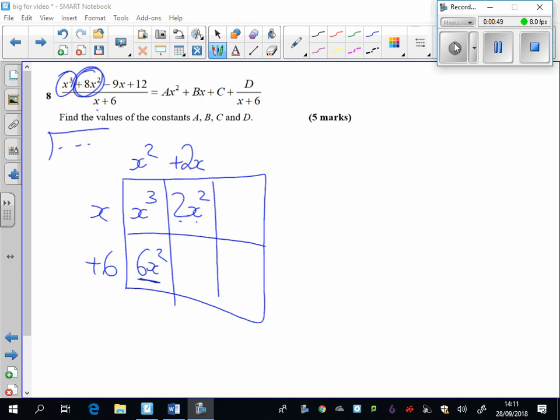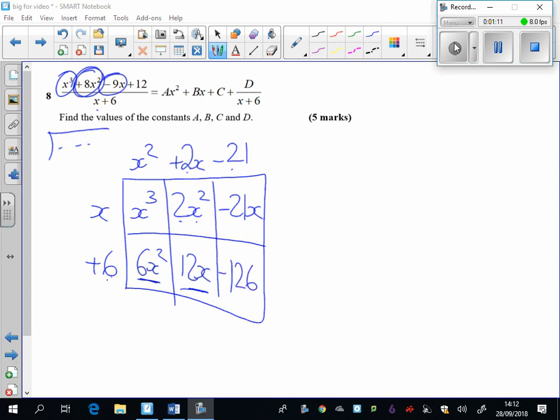Now repeat. 2x times 6 makes 12x's. But I don't want 12x's. I want minus 9 of them. That's miles away. So I'm going to have to take away 21x's here, which means I need a minus 21 there. But minus 21 times 6 is minus 126.